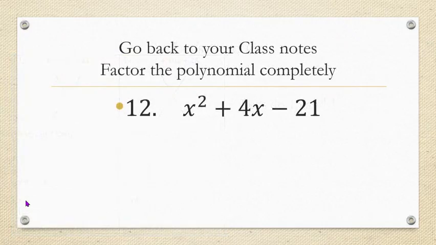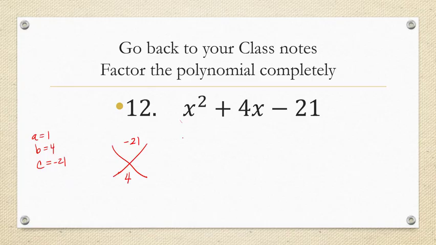Okay, go back to your class notes. Factor this completely. All right? Okay, I'm just going to do this, my little x. My A is 1, my B is 4, and my C is negative 21. So I'll put negative 21 here. This is A times C. My B value is 4.